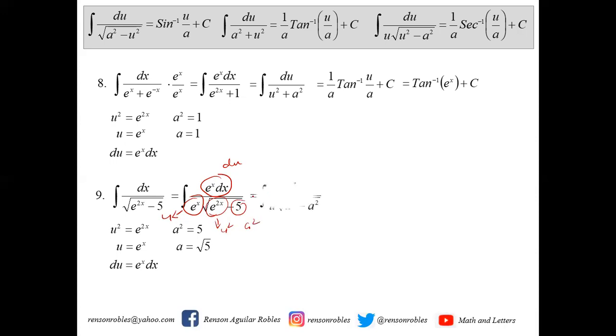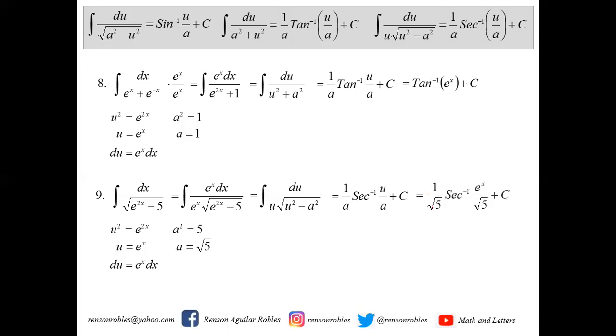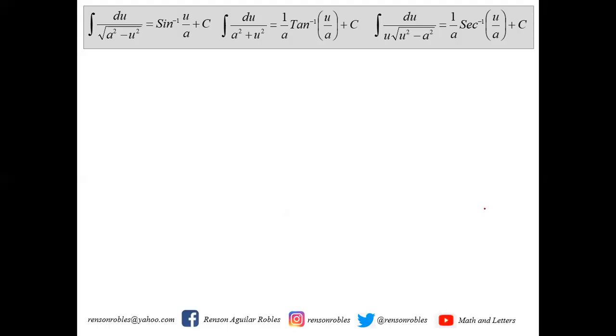So we got the integral of du all over u times the square root of u squared minus a squared, and that leads us to an arcsecant. That's 1 over a arcsecant u over a plus c. And then we have 1 over the square root of 5. Yeah, that's it. Arcsecant of e to the x over the square root of 5 plus c. Let's have some more this time.